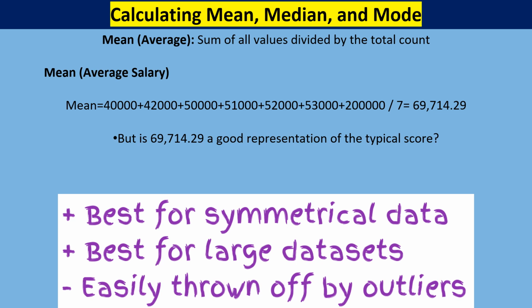But do you think 69,000 is a good representation of the typical salary? Because of this one, we have different values. This mean is highly affected by the outlier, pulling it away from the majority of the salaries. Mean is useful when data is normally distributed but is sensitive to outliers.